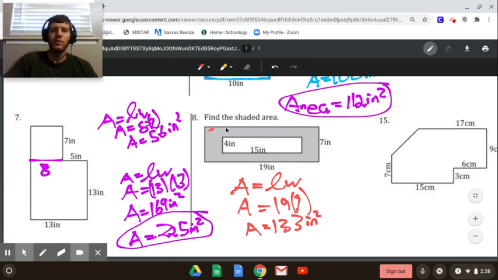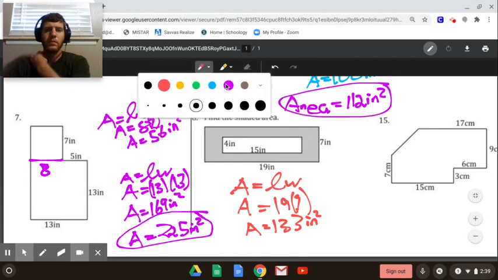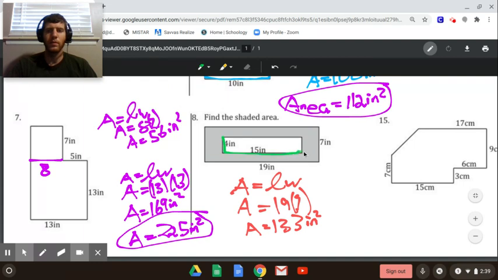Right. So that's all of this. Okay, but we don't want all that. We need to only find the shaded part. So what we need to do is we need to subtract what's on the inside. All right, so we need to find the area of, let's do a green, the green rectangle on the inside, which is 4 by 15. So length times width, 4 times 15 is 60 inches squared.